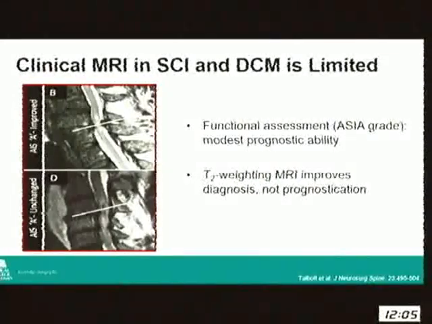We know already that clinical MRI currently is very limited in both myelopathy and spinal cord injury. And while functional assessment in spinal cord injury, for example, the ASIA grade or MJOA in myelopathy, have modest prognostic ability, we also know that T2-weighted MRI in our clinical scans improves our diagnosis, but doesn't help that much with prognostication.